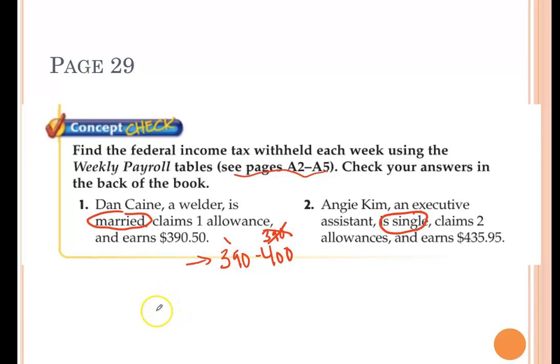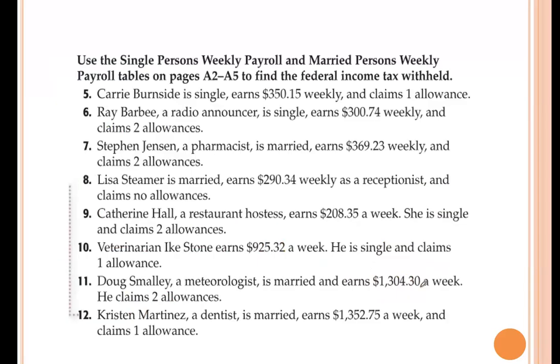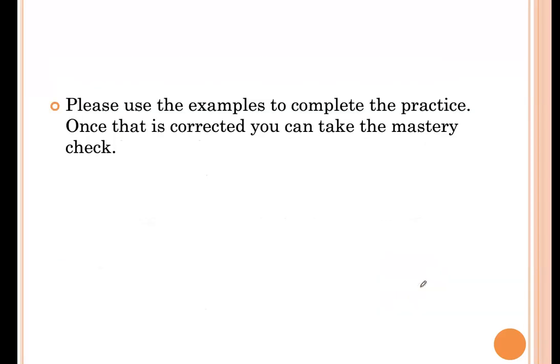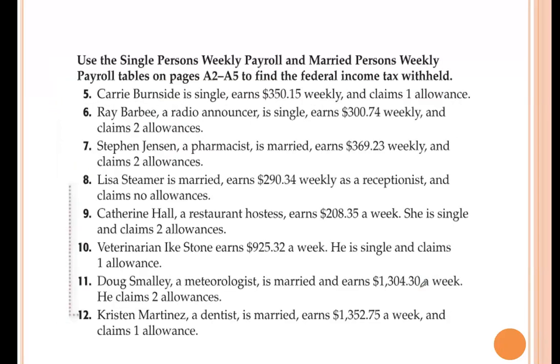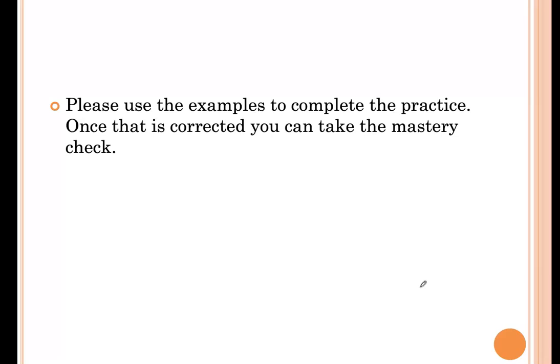Great. The answer for number 1 is $18, and the answer for number 2 is $31. If you got those correct, then you can go ahead and move on to the practice. It looks something like this. We're going to do 5 through 12 in the book, but it is also found in Schoology or on paper. So please use the examples to complete the practice. Once that is corrected, then you can take the mastery check.